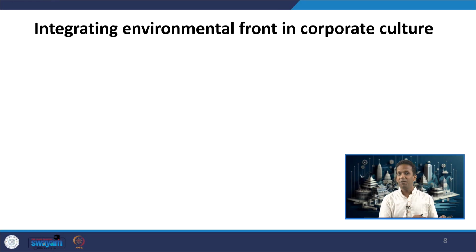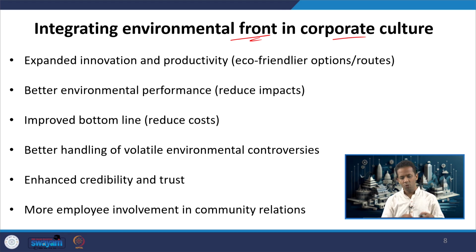Now, since I said previously it becomes difficult to integrate the environmental front in corporate culture, there are different ways to do that. What are those ways? Some of them are given here: expanded innovation and productivity. If there is a better, eco-friendlier way to make a particular product, I think a company should try to go for it. Again, if it is not coming at an extremely high cost, like if it is not increasing cost by 10 times, but if it is increasing cost by say 1.5 times, then I think it is worth going for an eco-friendlier option that adds to expanded innovation and productivity.